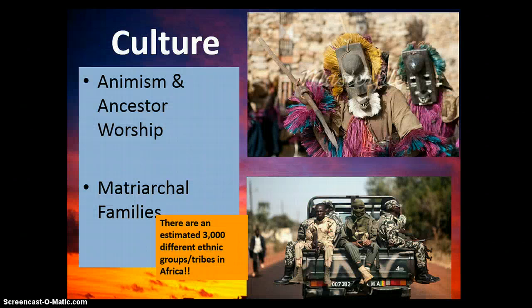Now, culture. I'd like to talk to you about animism and ancestor worship. Animism is simply believing that ordinary things in nature contain spirits. And so when we watch a video called The Power of One, we'll see that there are things in nature like water, rain, and waterfalls that have spirits. And ancestor worship is not so much worshiping your ancestors, but rather calling on their spirits to give you guidance and help.